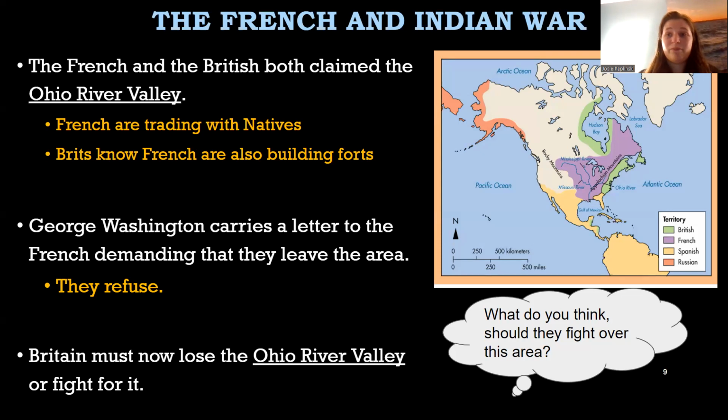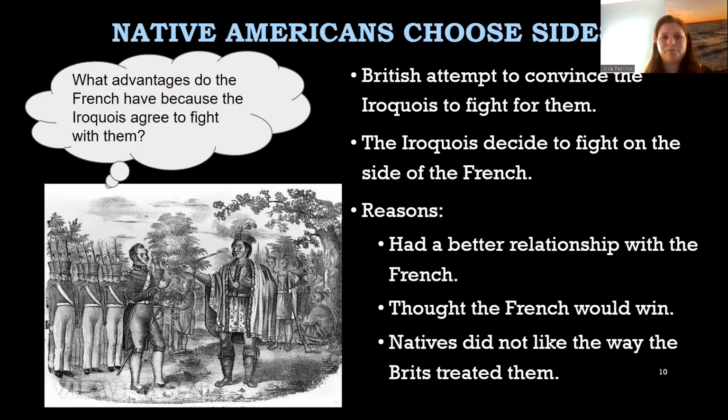So George Washington, you'll come to know him a lot in the next few lessons, carries a letter to the French troops that are living in that area and asks them to leave, claiming that the British have control over that area, but the French troops refuse. So this brings the British colonists to the question, should we fight to keep the Ohio River Valley, or should we just drop it and let the French live there, have control over that? And they ultimately decide that they're going to fight for the Ohio River Valley.